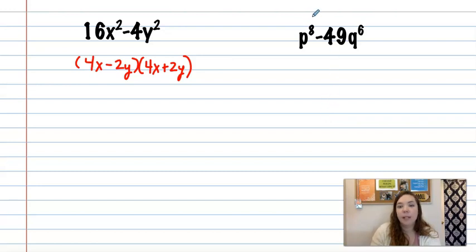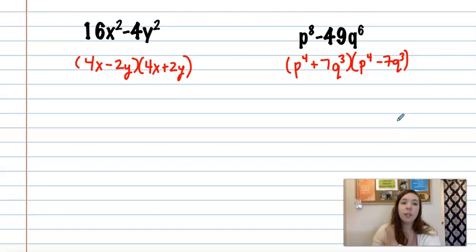All right, here p to the 8th will work since it's even. 49 is a perfect square and 6 is even, so that's fine as well. So the square root of p to the 8th is p to the 4th. Square root of 49 is 7. Square root of q to the 6th is q to the 3rd. So we need one with addition and one with subtraction. Okay, and we're done.